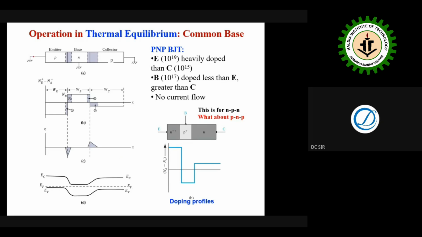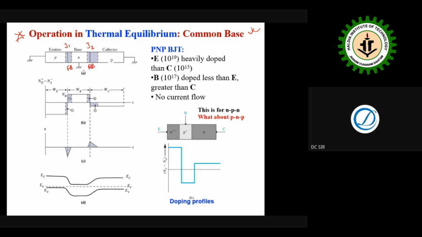Now we see the operation in thermal equilibrium in common base. There are three configurations, so here we consider common base. In common base, the base terminal is common with respect to the emitter and collector. In the operation of a transistor, for normal operation the emitter base junction is always forward biased, and this is the forward bias and this is the reverse bias.